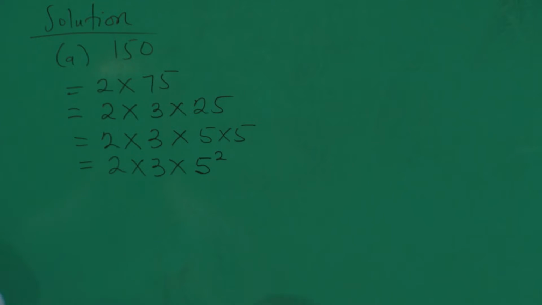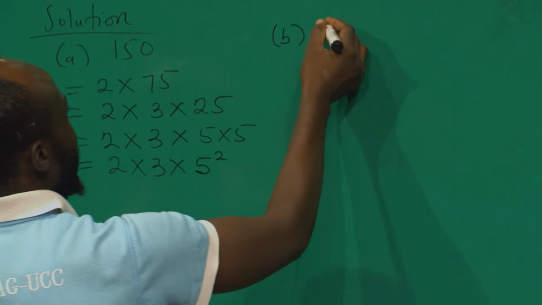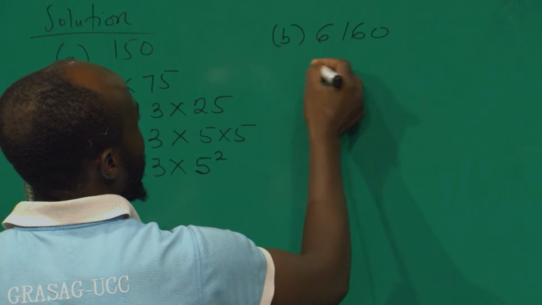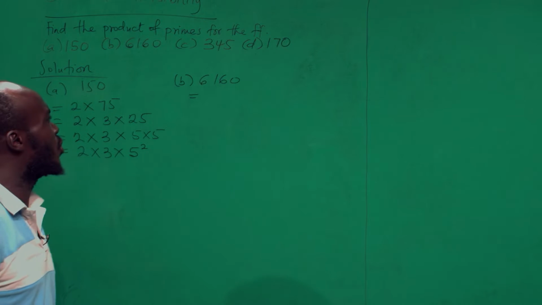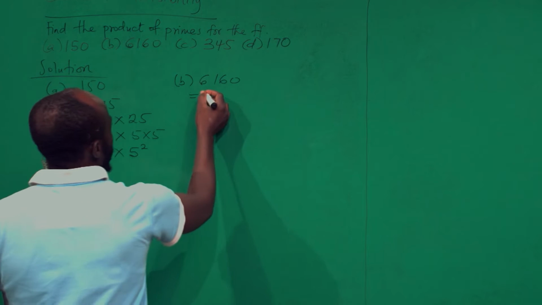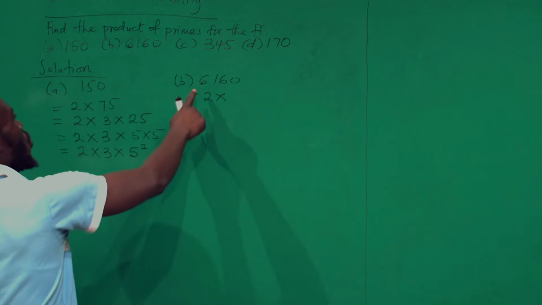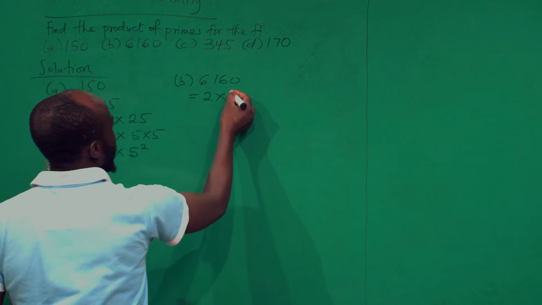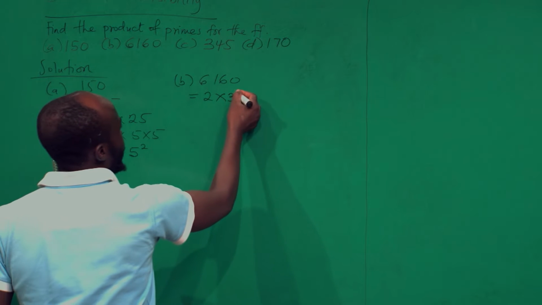Let's go to the B. Very nice. A bigger number indeed. Students will start panicking. But it is very easy. Let's use 2 once again. 2 times what gives 6,160? 2 goes into 6 how many times? 3. Can 2 go into 1? No. So we'll bring 0.